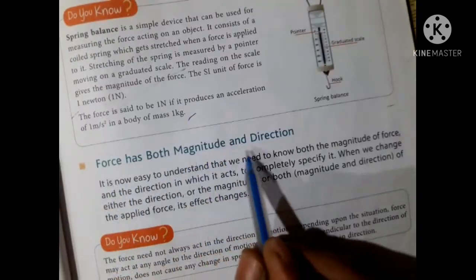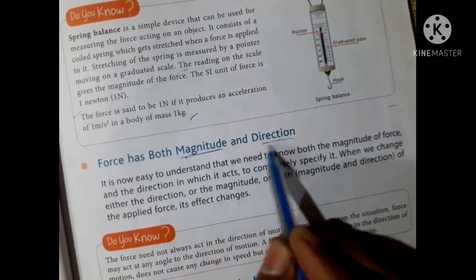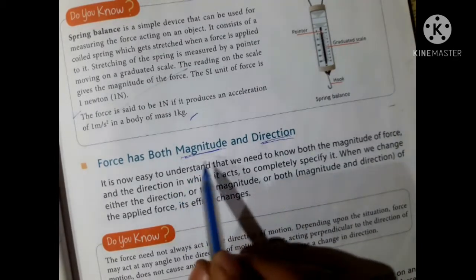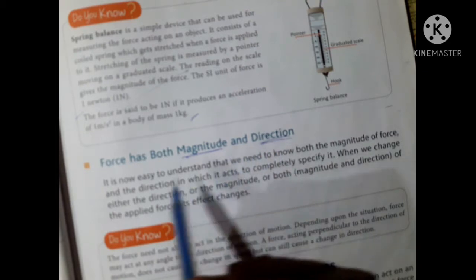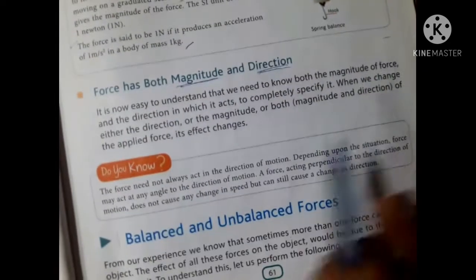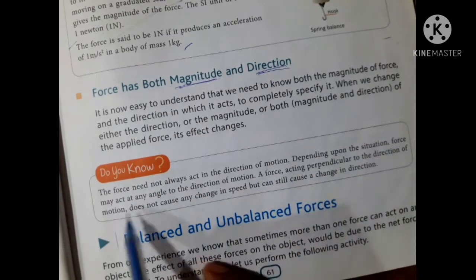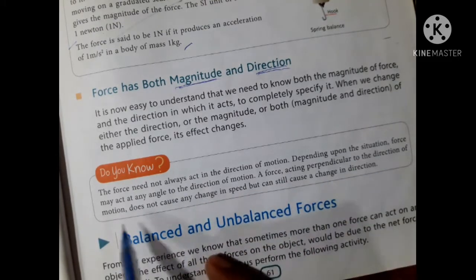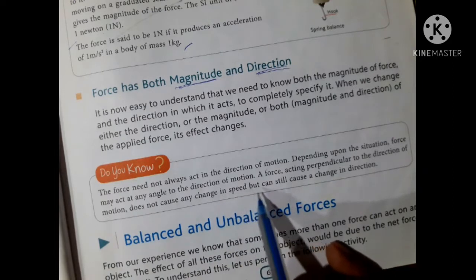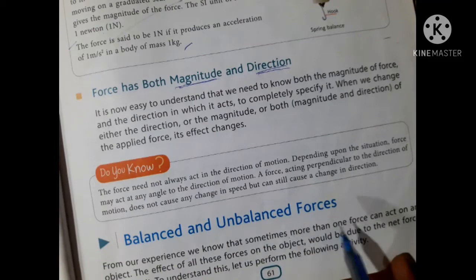Force has both magnitude and direction. Any body which has magnitude as well as direction is a vector quantity, and force is also a vector quantity. The force need not always act in the direction of motion. Depending upon the situation, force may act at an angle to the direction of motion. A force acting perpendicular to the direction of motion does not cause any change in speed but can still cause a change in direction. Now balanced and unbalanced forces.